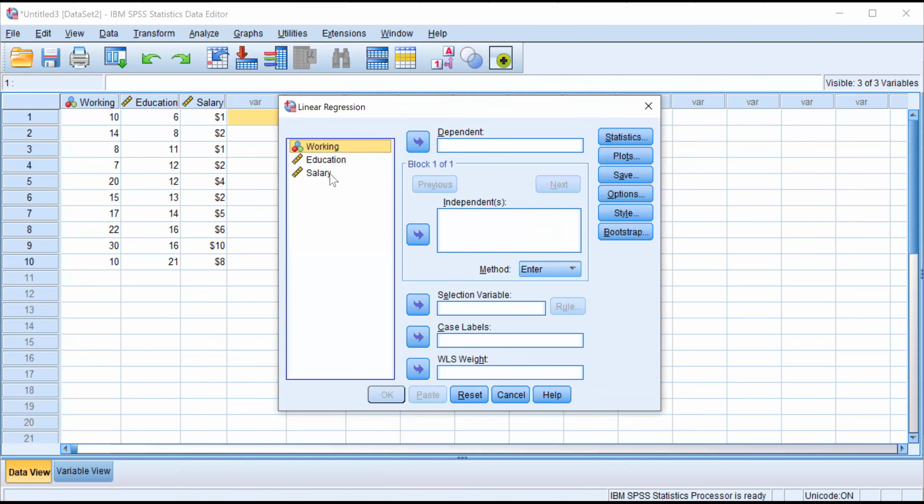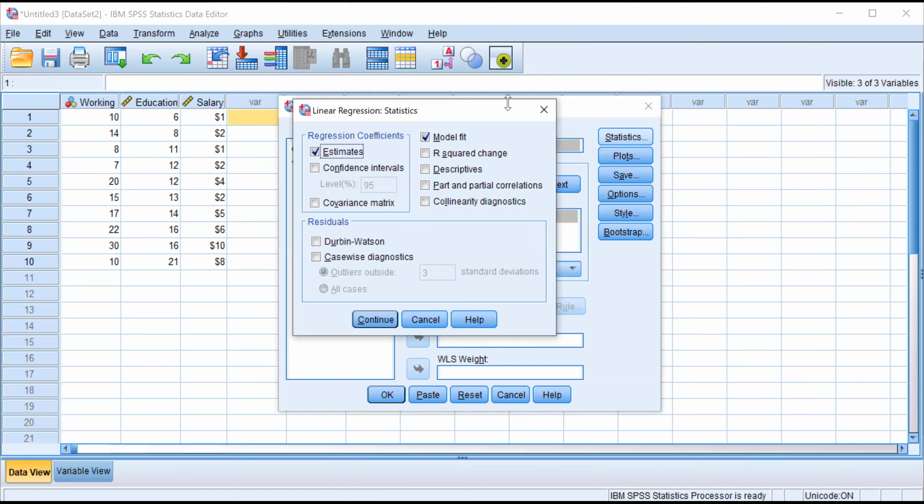The dependent variable is the salary, and the predictor is education. So we have one predictor and one outcome variable. Let's check the Statistics button. We'll check confidence interval 95%, and we also will check descriptives, and continue.